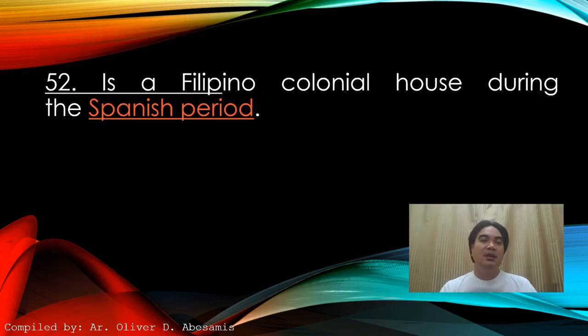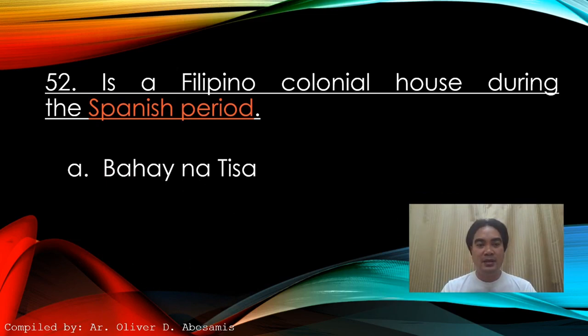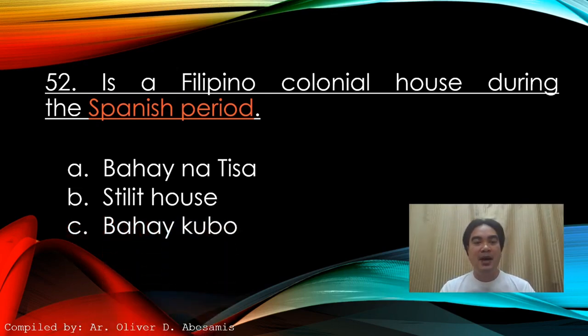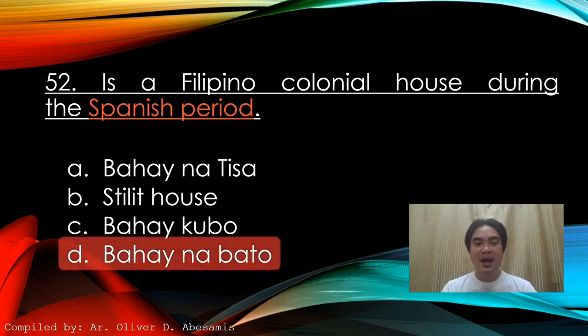52. This is a Filipino colonial house during the Spanish period. A. Bahay na tisa. B. Stilt house. C. Bahay kubo. D. Bahay na bato. Answer? D. Bahay na bato.